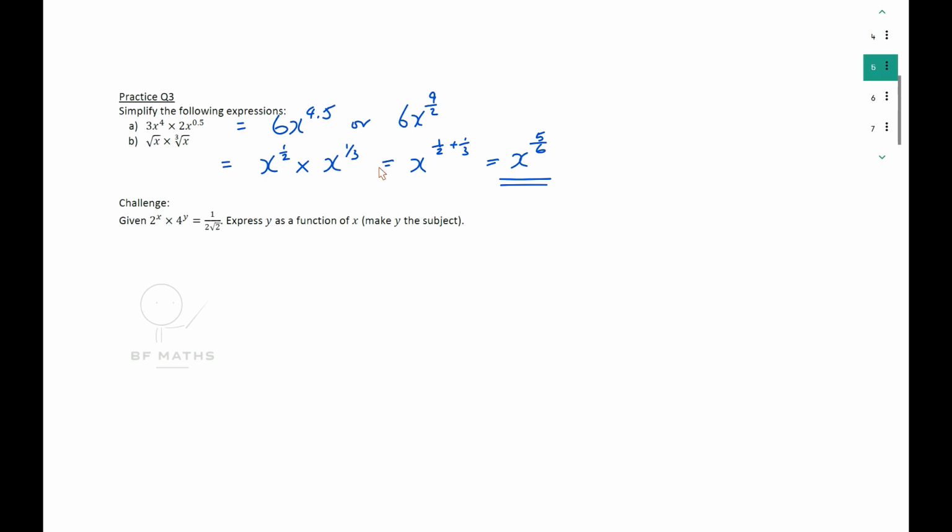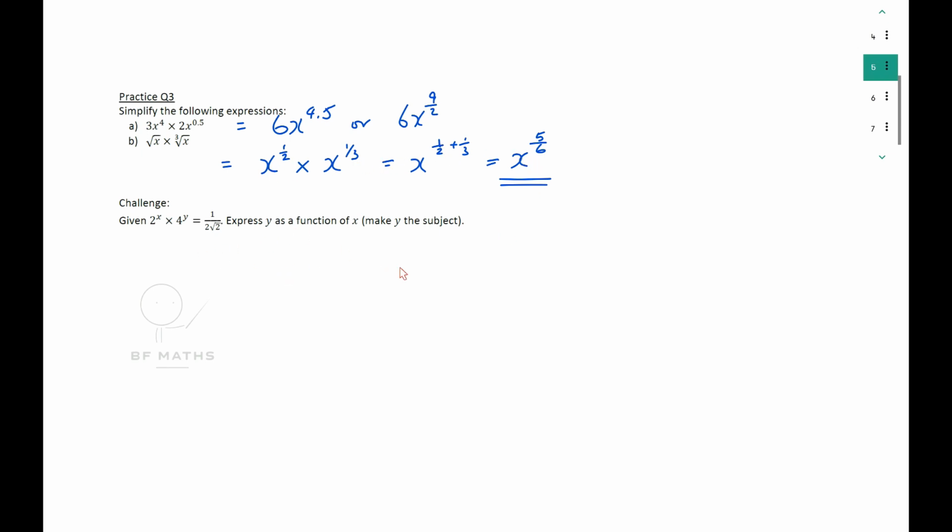Well, here are the final answers for practice question 3. 3 times 2 is 6. X to the power of 4 plus 0.5 is 4.5, or you can write it as a fraction. Sometimes we can write a fraction, sometimes we can write a decimal. We usually write a fraction. Next one, to simplify this, we can write a square root as power of a half, cube root as power of 1/3, and then we can add the powers together and give us 5 over 6.